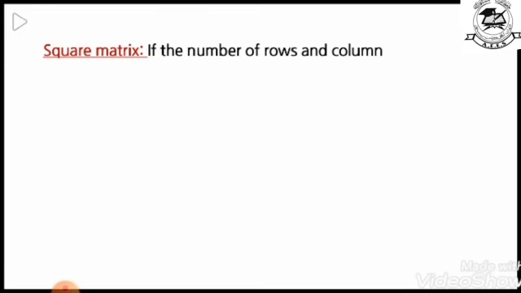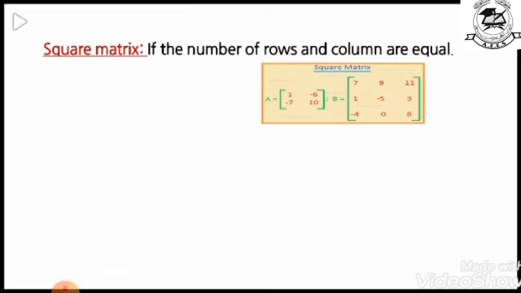Square matrix. If the number of rows and columns are equal, because in a square all sides are equal, then in a matrix, if the number of rows and columns are equal, it is known as square matrix. Like this, in A, we have 2 rows and 2 columns. And in matrix B, we have 3 rows and 3 columns. This type of matrix is called square matrix.